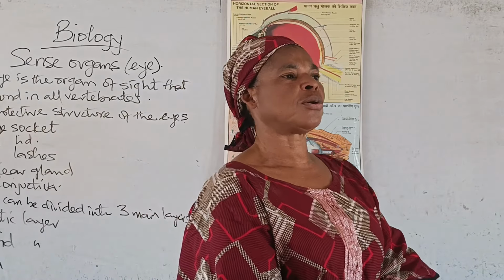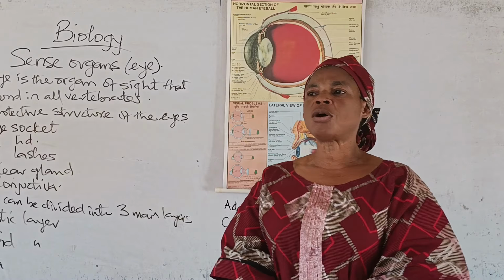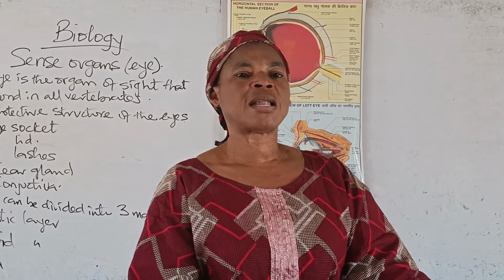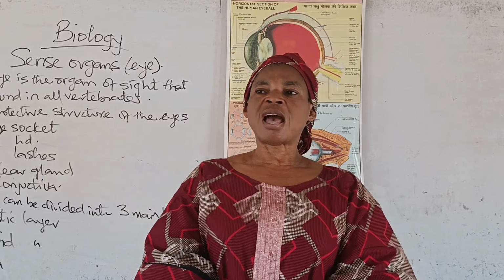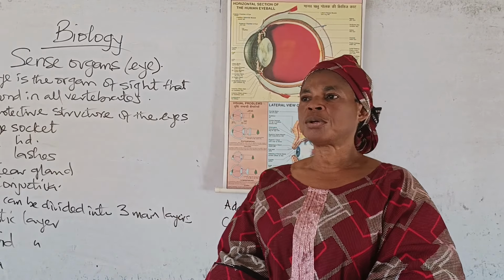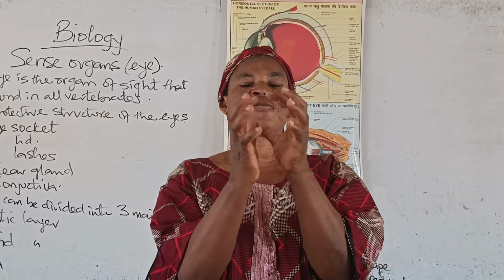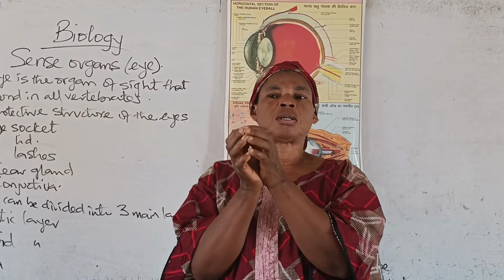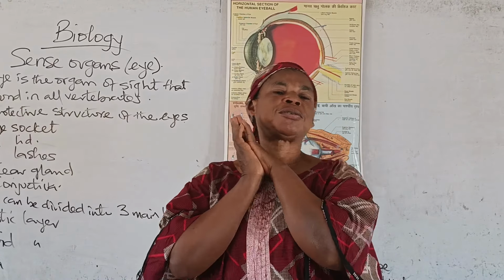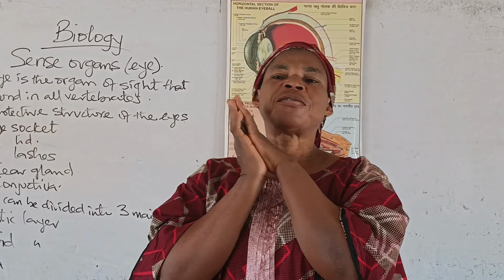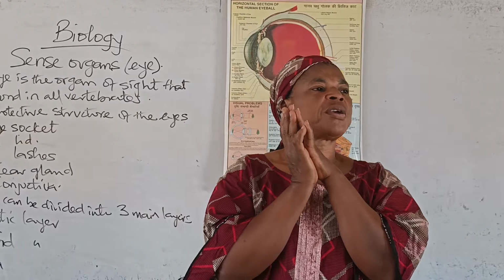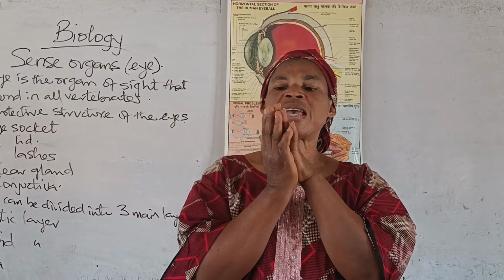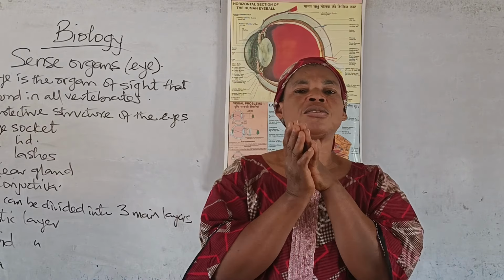And then the eye is found in all vertebrates. That means that all vertebrates have eyes that they use to see. The eye is spherical in shape, just like the shape of a ball. The protective structures of the eye are the conjunctiva, the eyelids, the eyelashes, and the tear gland. These are the structures that help.